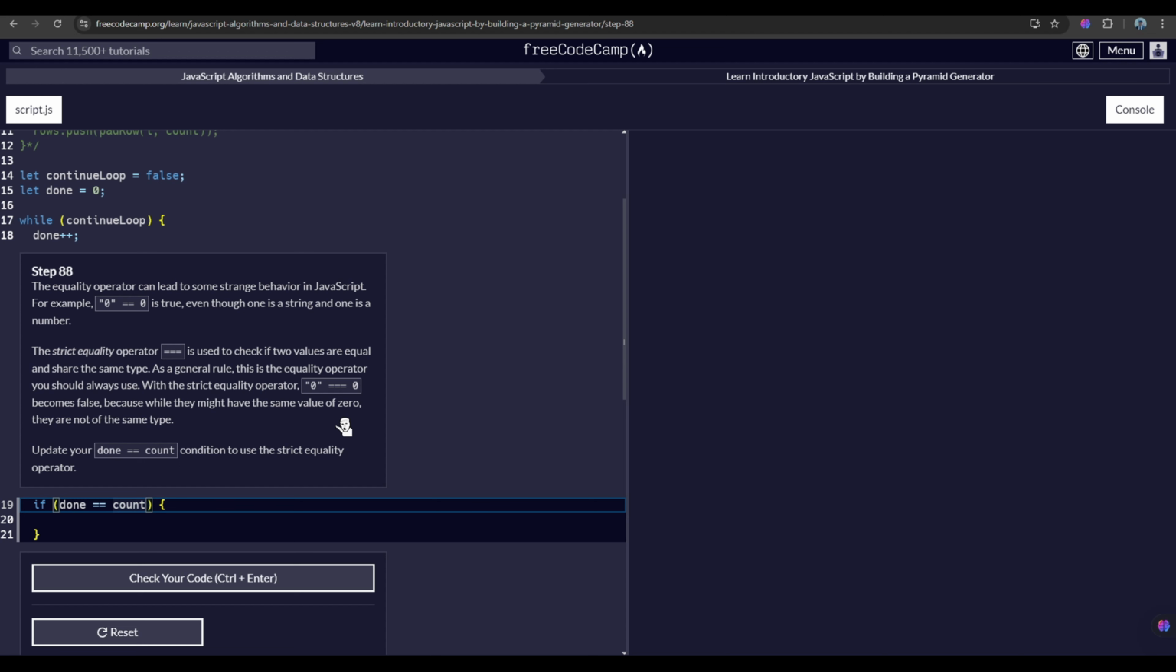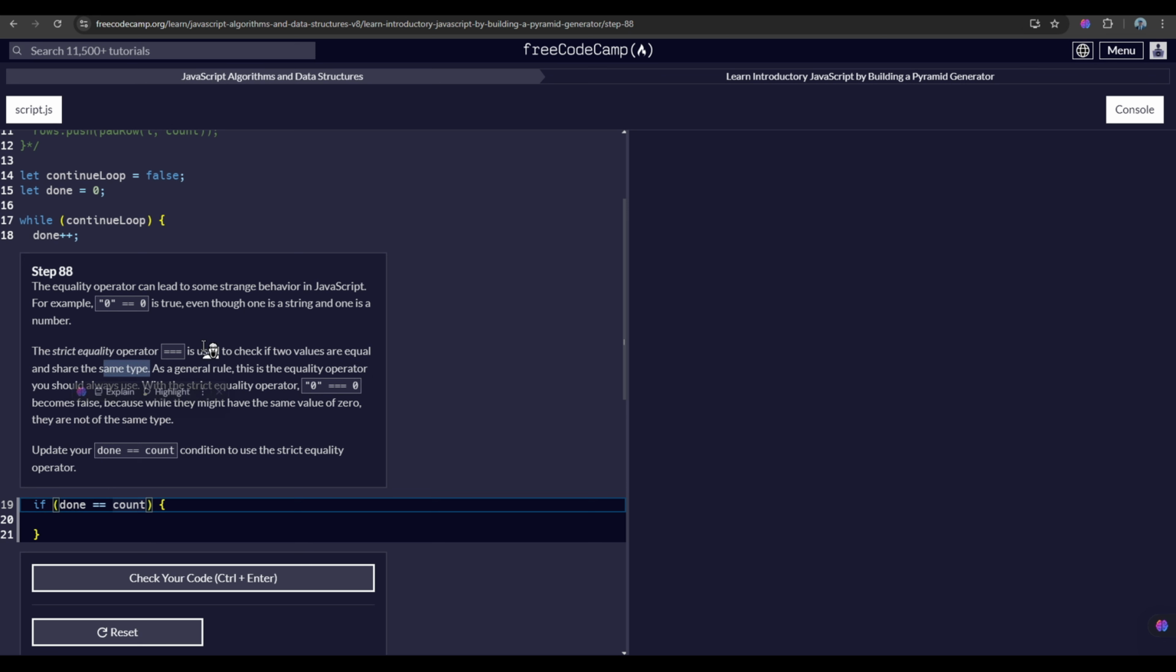The equality operator can lead to some strange behavior in JavaScript. For example, here we have a string value of 0 and a 0, compared with an equality operator, which is true even though one is a string and one is a number. The strict equality operator is used to check if two values are equal and share the same type.